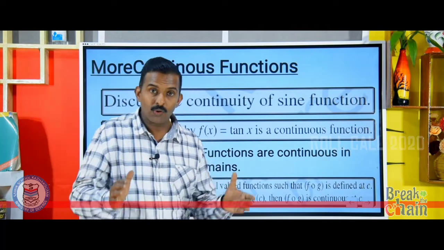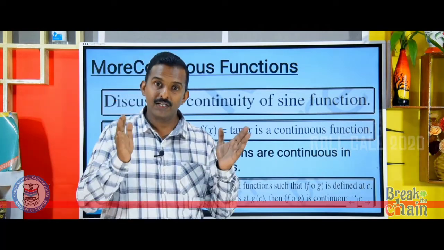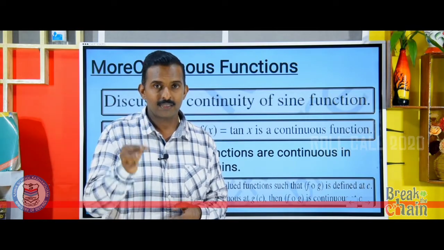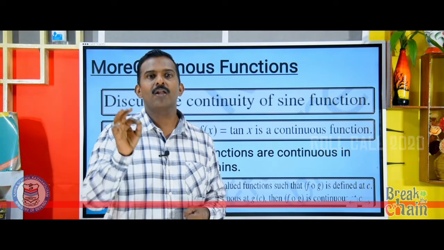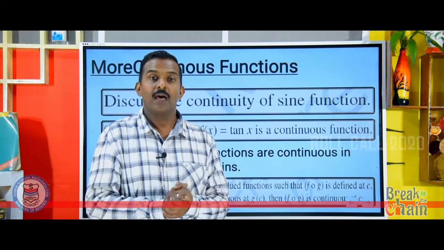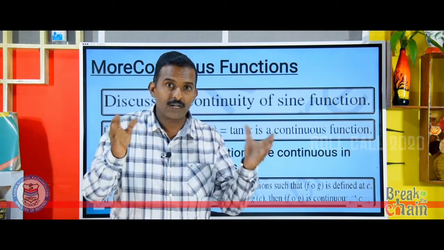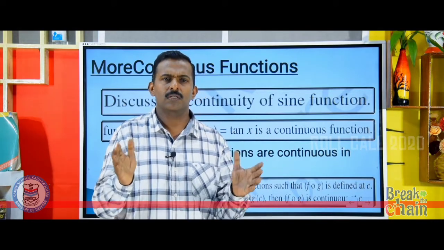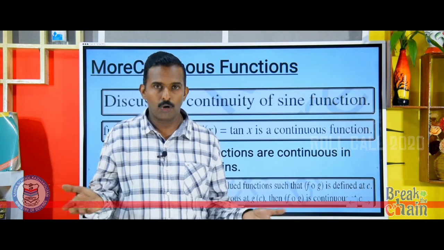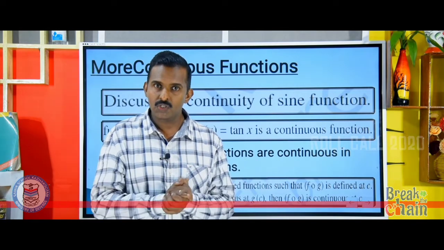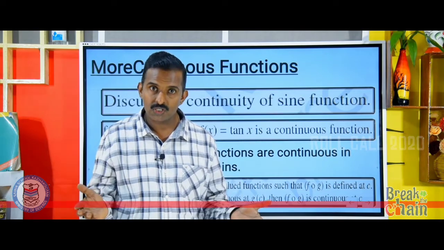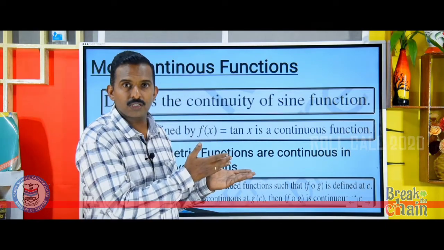Now what we have gone through is continuity of a function at a point. Continuity at a point means limit value is equal to function value. And then if the function is continuous at every point in the domain, the function is a continuous function. Some of the examples: polynomial functions, continuous function; modulus function is continuous; rational functions are continuous; trigonometric functions are continuous.